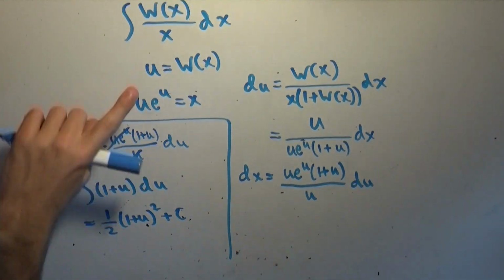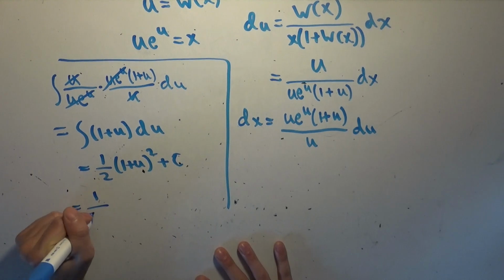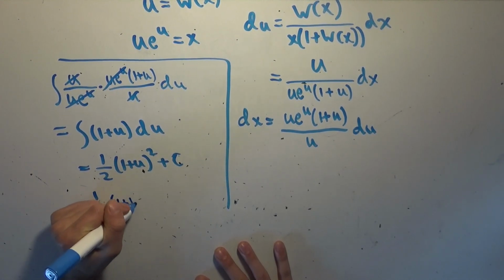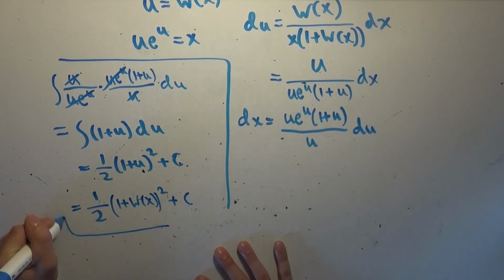But we know what u is. u is the Lambert W function. And so of course the final answer is simply 1/2 times 1 plus the W function all squared plus a constant. And that is our final answer.